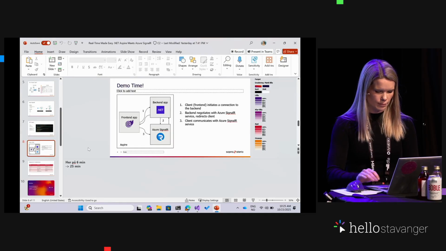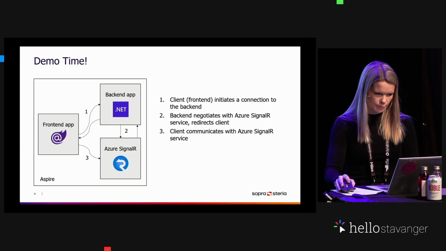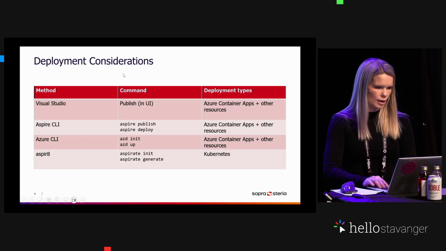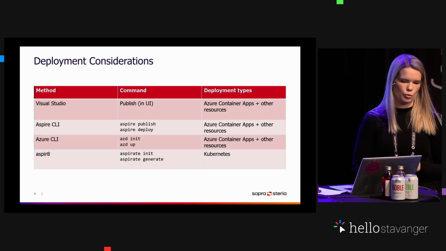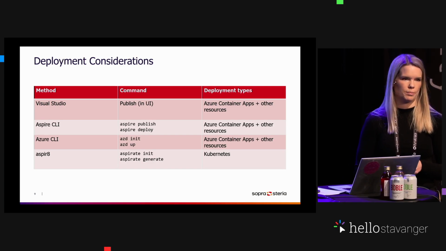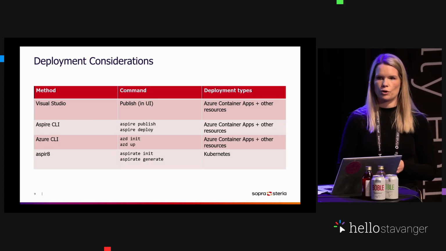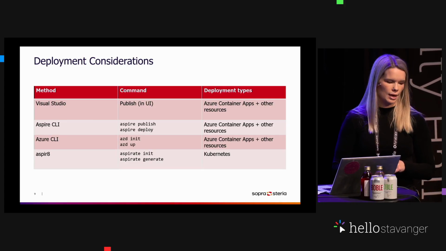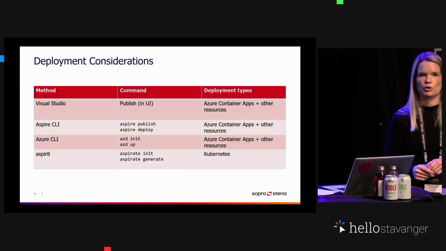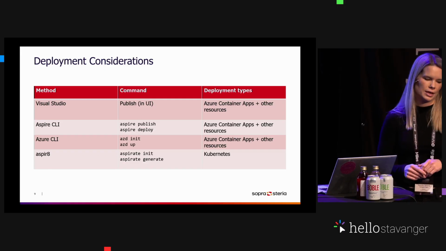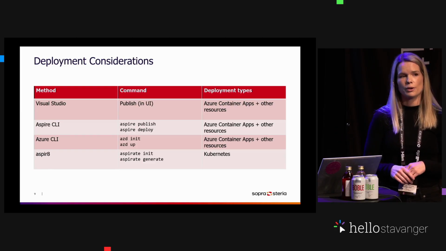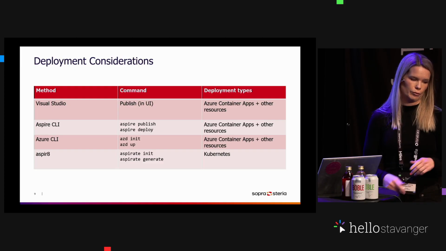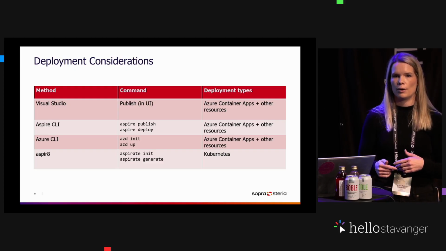Yeah, so let's go into presenter mode again. Last part is deployment considerations. So there are several ways to deploy your Aspire applications. It all depends on your workflow and target environment. So Visual Studio offers a user-friendly publish. We're usually not using that for production environments. So we have the Aspire CLI, which is the newest one. And I can recommend using it if you're starting up with Aspire from here on out.